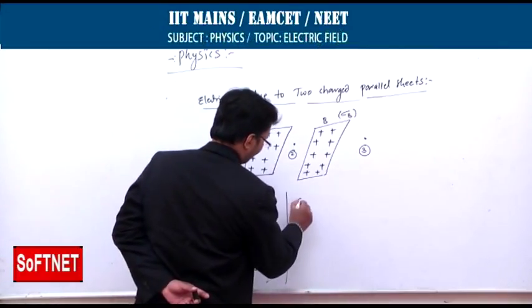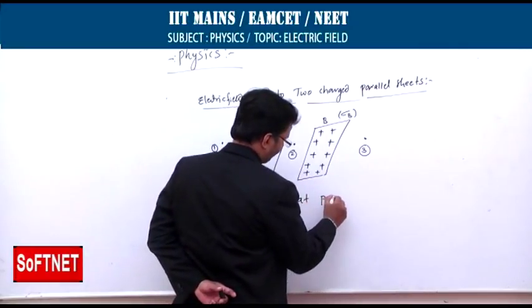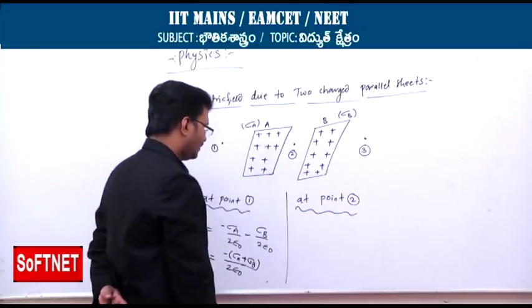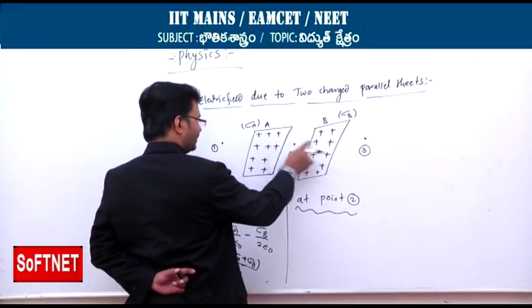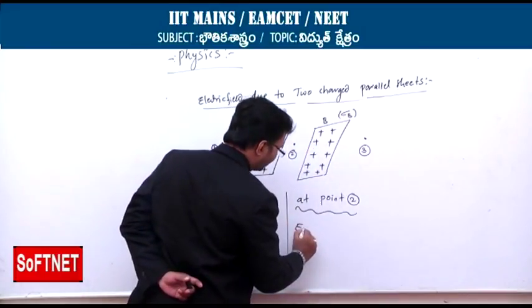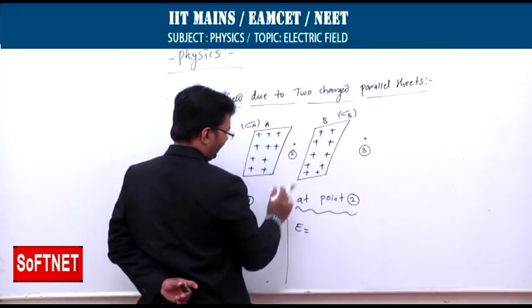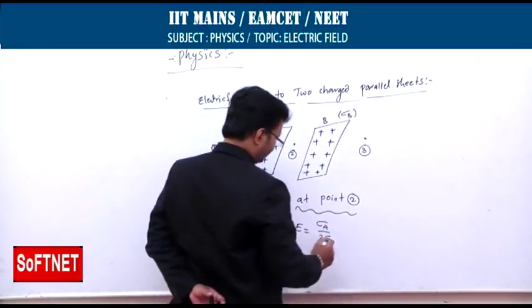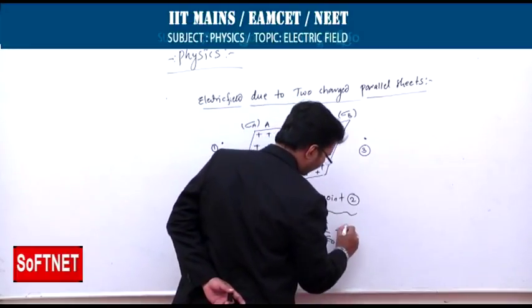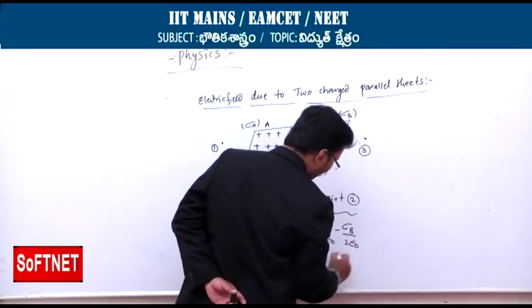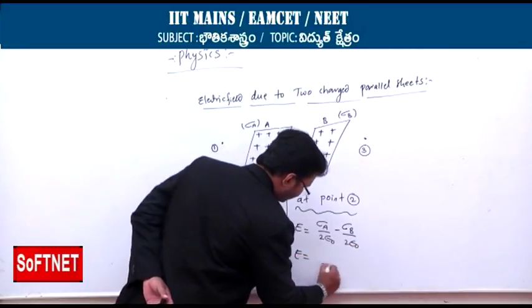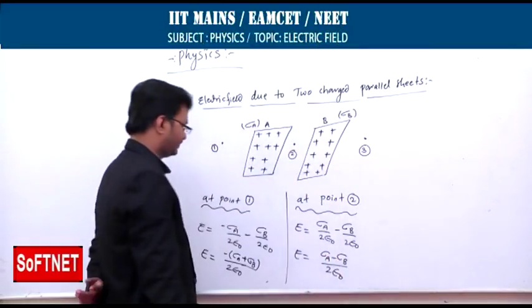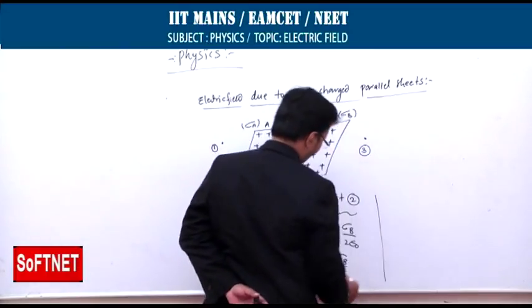Next, at point 2 we discuss here. This point is on the right side of this sheet, and on the left side of this sheet. So, what can we write? E is equal to, for the right side of sheet A, sigma A by 2 epsilon naught. For this one, left side, so sigma B by 2 epsilon naught. E net can be written as sigma A minus sigma B by 2 epsilon naught. Clear?